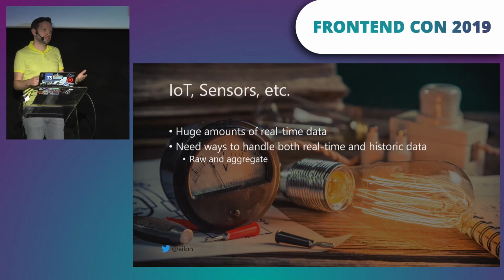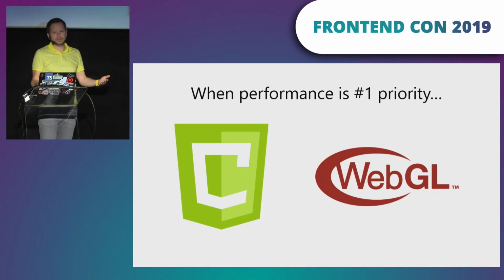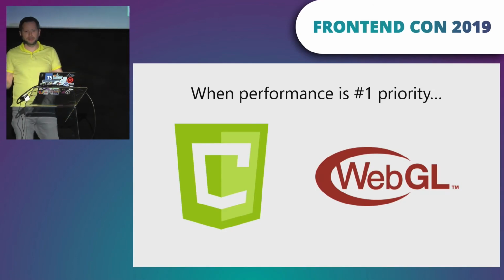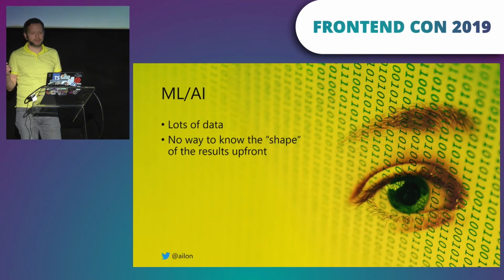Another scenario is that sometimes you get a lot of data and you actually don't want to see the raw data. You somehow need to aggregate it and show aggregate data. That's where a modern charting library can help you as well. So as I said, when performance is your number one priority, just look for Canvas-based or WebGL-based charting libraries.